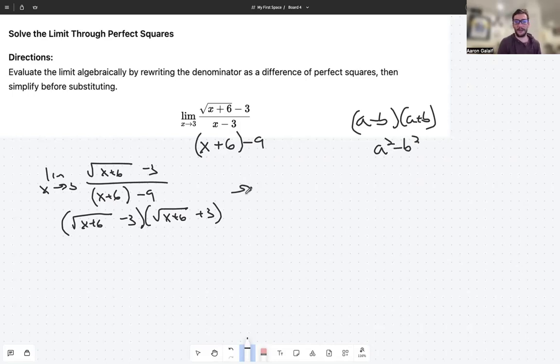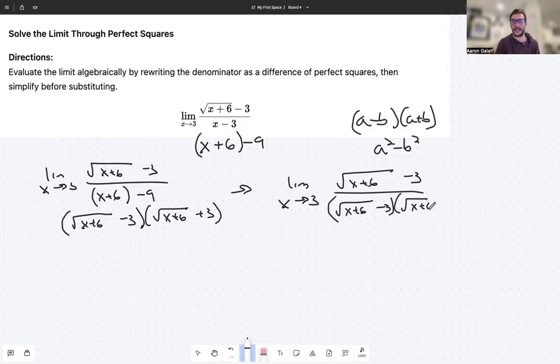So we will rewrite now limit as x approaches 3, the square root of x plus 6 minus 3, all over now the square root of x plus 6 minus 3 multiplied by the square root of x plus 6 plus 3. Here we can just cancel. The numerator matches up perfectly with a piece of the denominator, so that will cancel, leaving a 1. We will rewrite limit as x approaches 3 of 1 over the square root of x plus 6 plus 3.